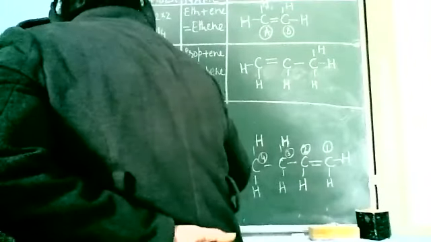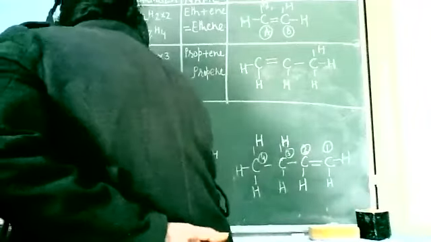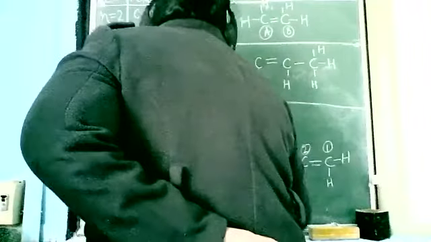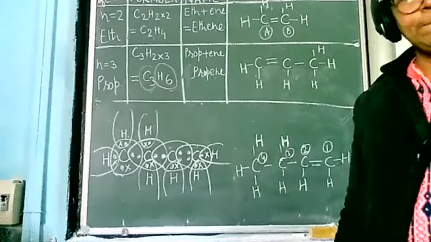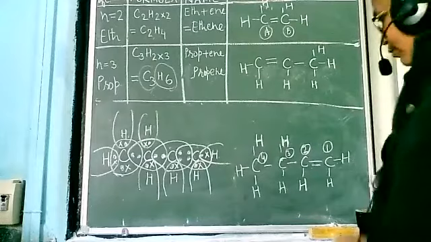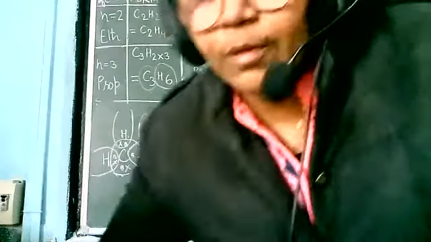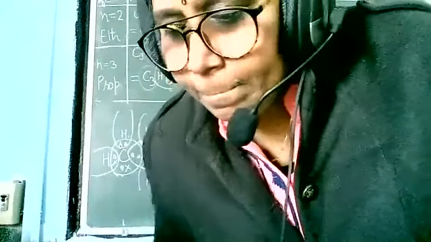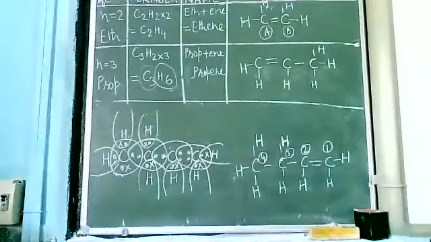Let others also understand. Hydrogen, I will show like this because it has only 2 electrons in its valence shell, the outermost shell. Clear to everyone? Okay, put your hand down. All of you have noted? Can I rub it?